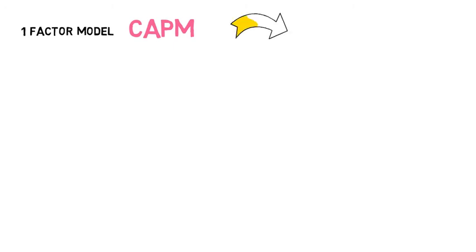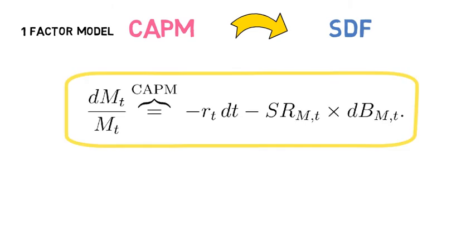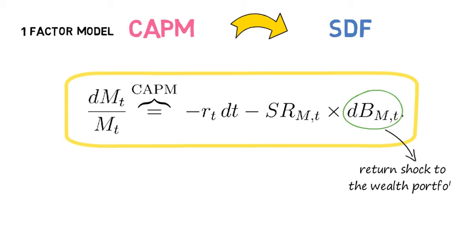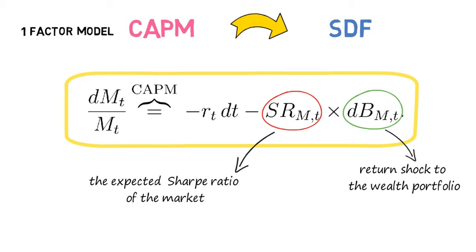Now let's take an example. The CAPM is a one-factor model, so it implies the following SDF, where dB_M is the return shock to the wealth portfolio and SR_M,t is the expected Sharpe ratio of the market portfolio.